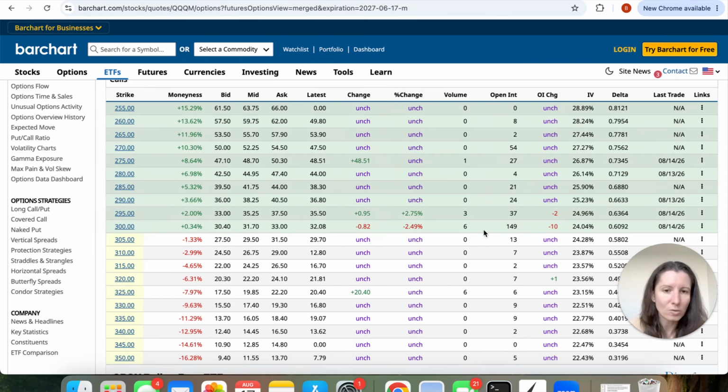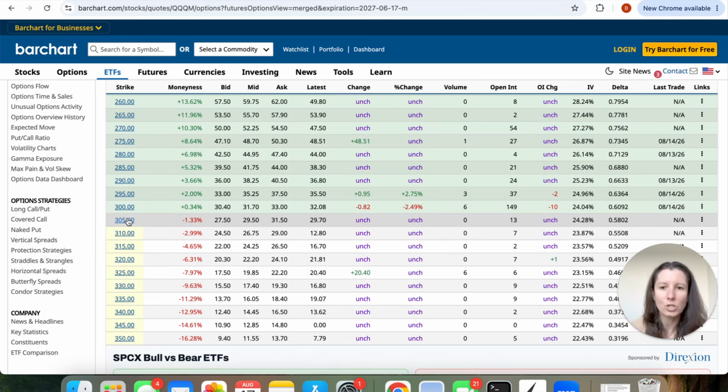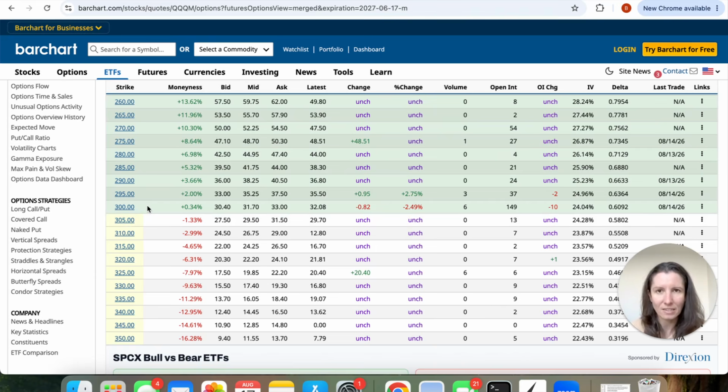And that also tells us that a lot of money, comparatively, is expecting that we get to the $300 mark. So when you're looking at out of the money contracts, the more contracts that are sort of around one particular dollar or strike, it tells you that that's where the bet is. So that's what I selected.